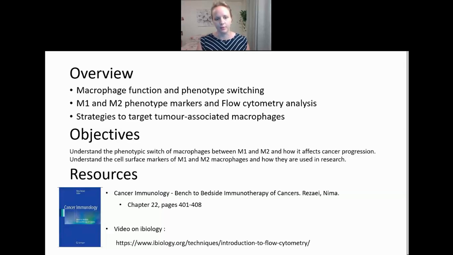The resources that we have on Canvas: we've got the Cancer Immunology textbook, which has a chapter about macrophage polarization. If you want further reading, there is a video on iBiology, also available on Canvas, with a very detailed description of flow cytometry.